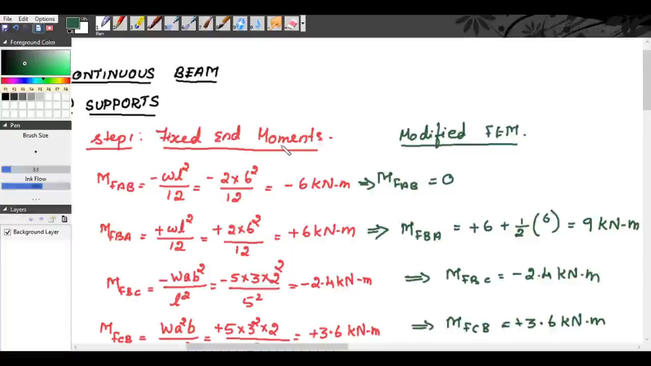So in the Kani's method, the first step itself, depending upon the end conditions, you have to write the modified fixed end moments. Now we will move on to our second step. This step remains the same: determination of rotational factors.